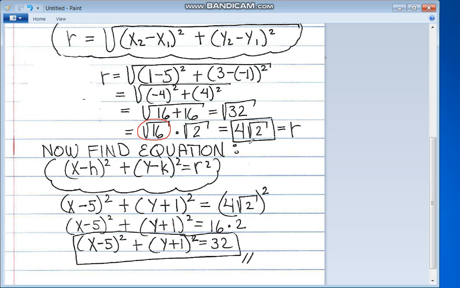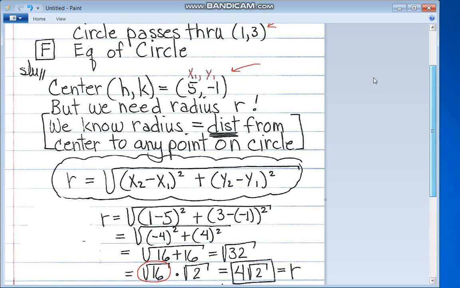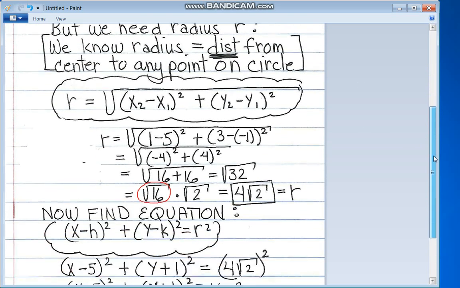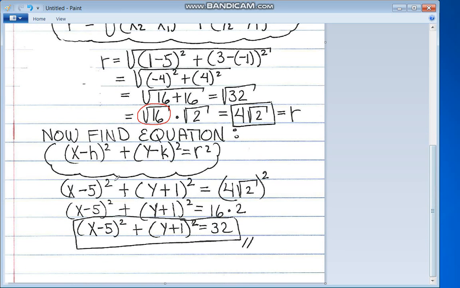Now remember what we're doing: we're trying to find the equation of this circle. Now we have the radius, and we already knew what the center was up here, so we're going to use that information to answer the question. Here's our general form of a circle: (x minus h) squared plus (y minus k) squared equals r squared.